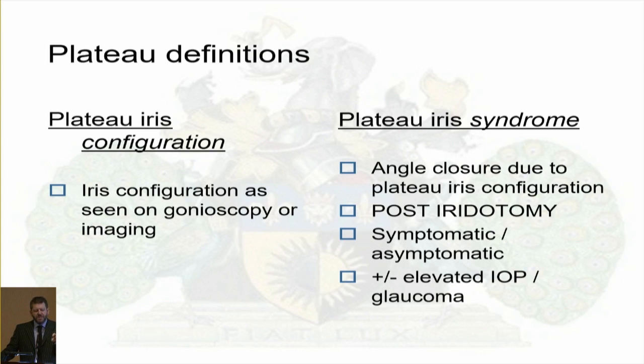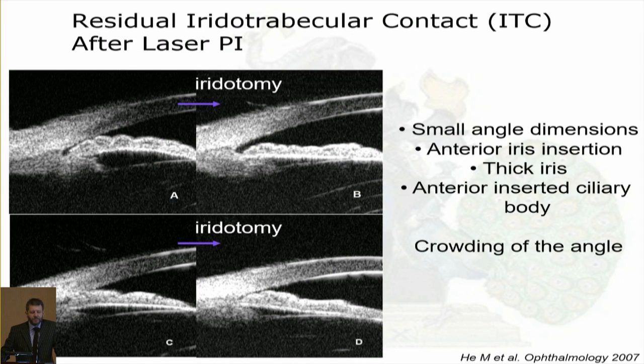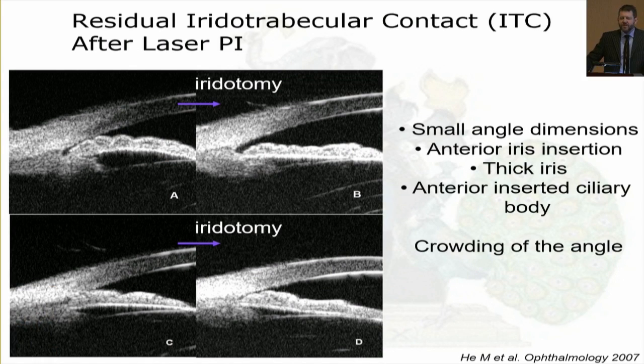We've got configuration and syndrome. Configuration is just where you have that iris in that shape, but syndrome is where you truly get the closure. And then we have to consider whether there's raised pressure or glaucoma. Hemingway showed that this was particularly prominent in eyes with small angle dimensions, a very anterior iris insertion, thick irises, and anteriorly inserted ciliary body. And all of those can give you crowding of the angle after a laser iridotomy.